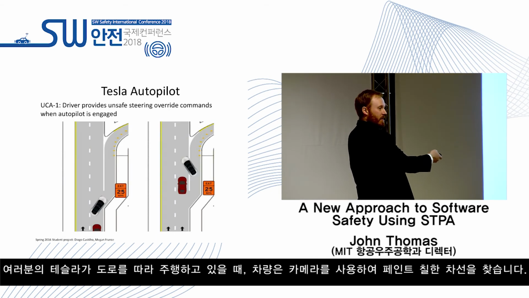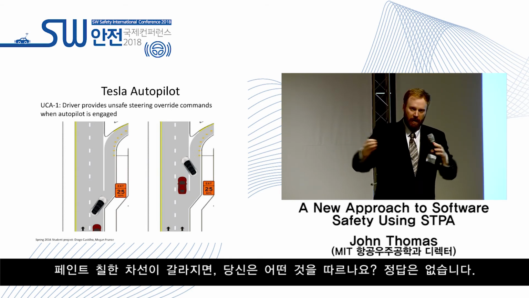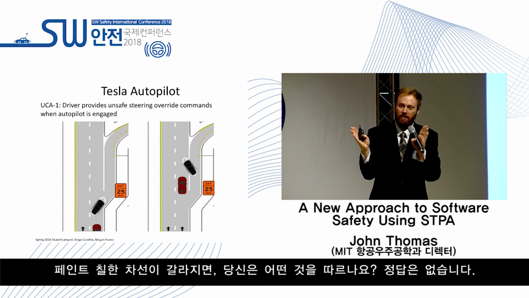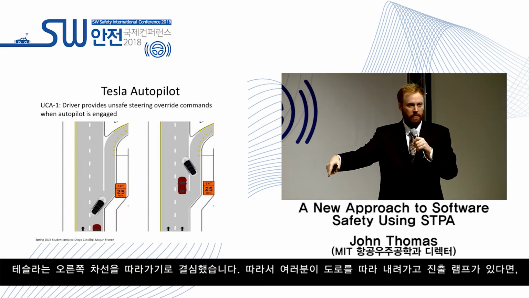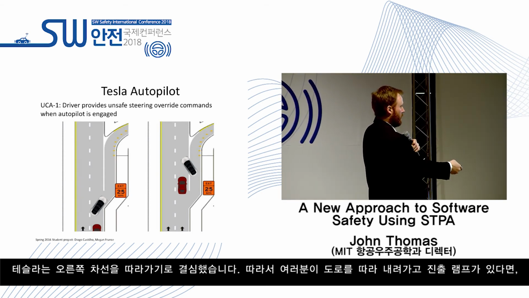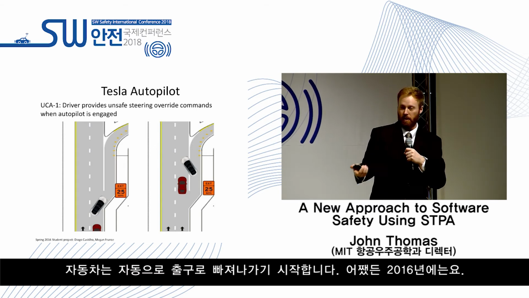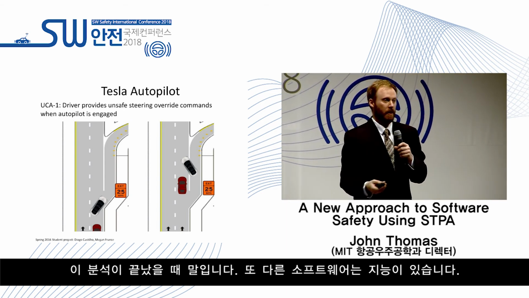If your Tesla is driving down the road, it uses cameras to find the painted lines. If the painted lines diverge, which one do you follow? There's no correct answer. Tesla decided to follow the one on the right. So if you drive down the road and there's an exit ramp, the car will automatically start to take the exit. In 2016 anyway, when this analysis was done.